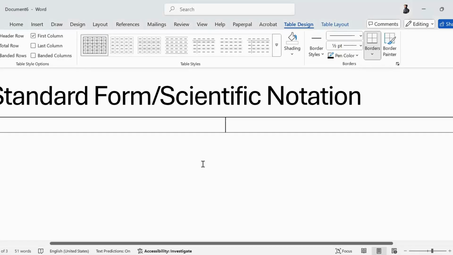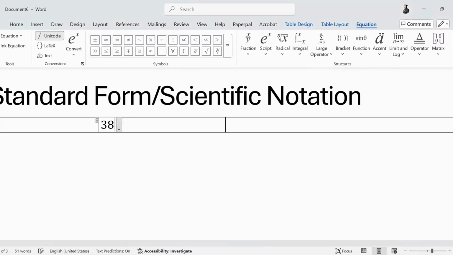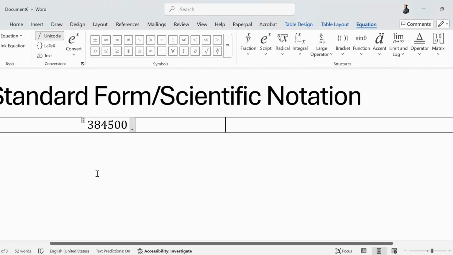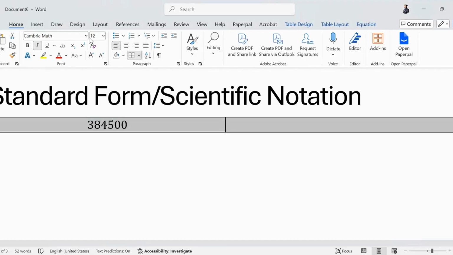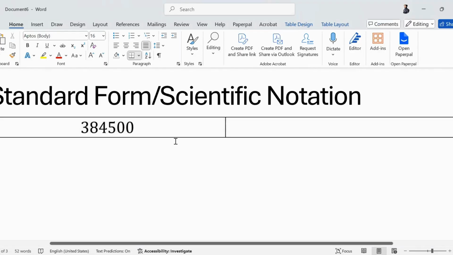Okay, so first and foremost, I will write down a number: 384500. This is the number. Can anyone read this number for me? What is this number? What is the value of this number that I have written?